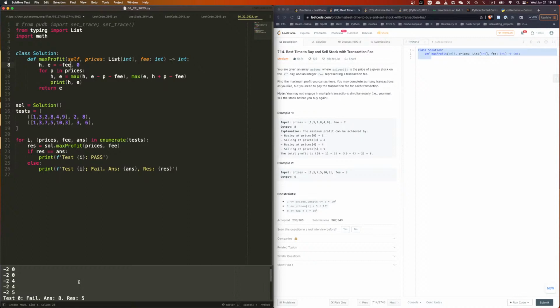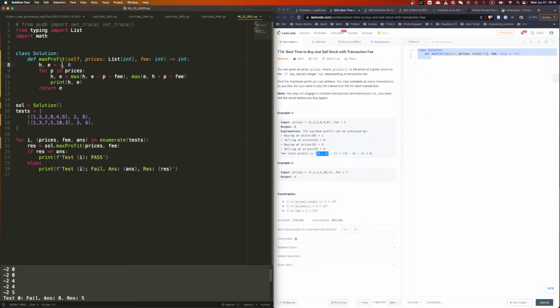I mean, this just means that we buy, right? We buy at a 1. If we buy at a 1, wait, hold a second. Pay the transaction fee. No. This is considered one transaction. Buy is one transaction.